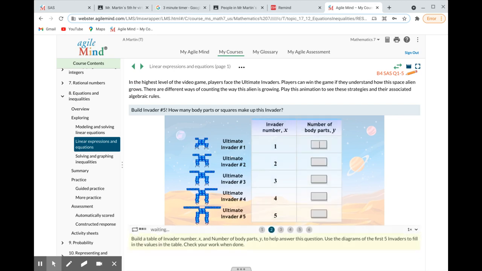All right, so looking at this, Invader number 1 had how many body parts? Ten. Pretty close. 12. It's 12. Good. How many does Ultimate Invader number 2 have? 14. We sure? Doesn't he get 2 extra eyes and 2 extra leg lengths? So we're going to have 16, right? 4 plus 12 would be 16.